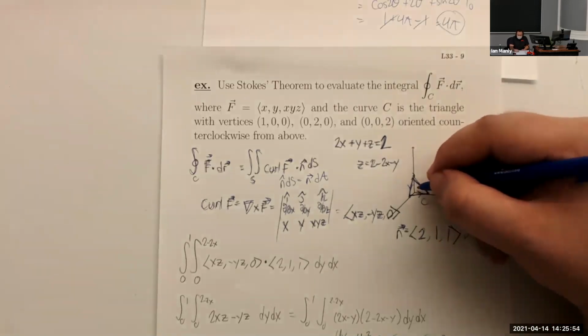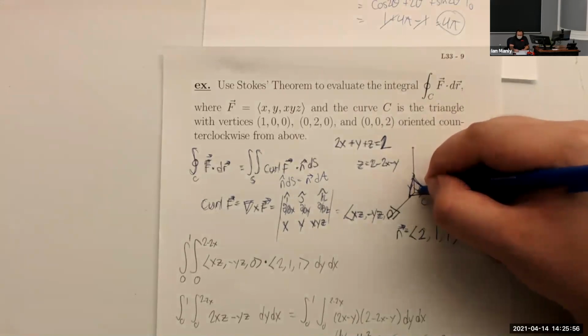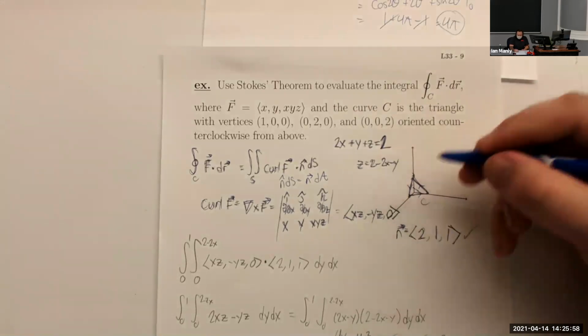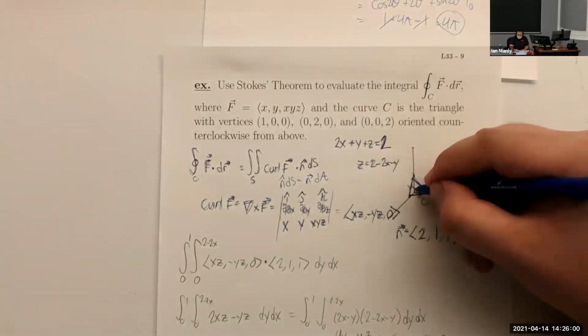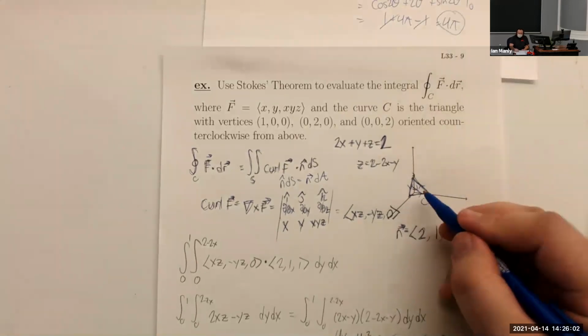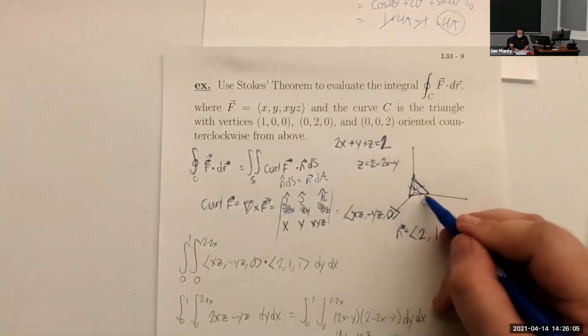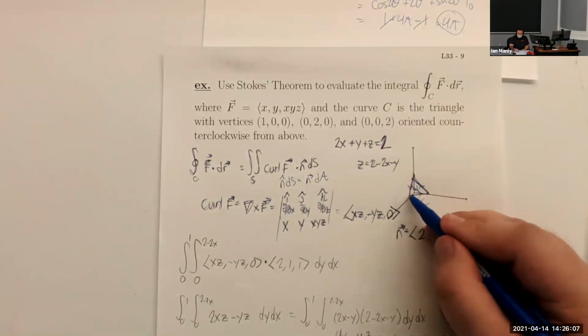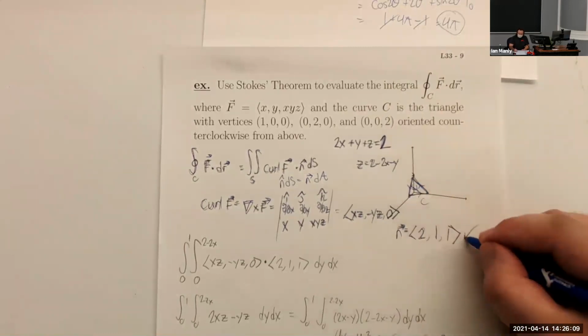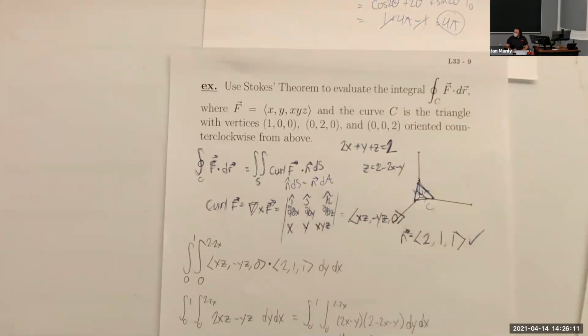But if you draw this vector 2, 1, 1 that's coming out, it's kind of hard to draw. It's coming almost directly at us. So maybe I'll draw like this. This is kind of popping out of the triangle. And if we follow this curve, that normal vector will be on our left. So this is an okay normal vector to use.